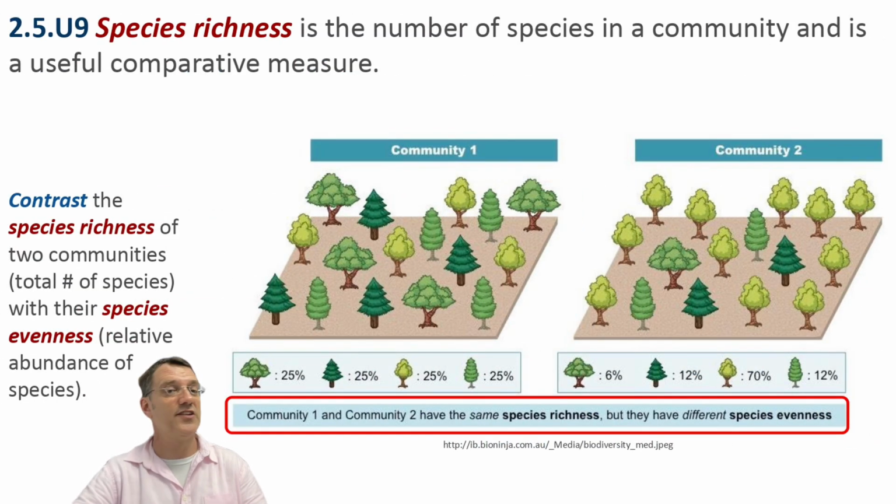Species richness is simply the count of different species present. That's a fundamental biodiversity measure. The illustration contrasts two communities with identical species richness, but they have different species evenness. Community 1 has balanced populations, while Community 2 is dominated by a single species. This shows why richness alone doesn't tell the complete story of biodiversity.